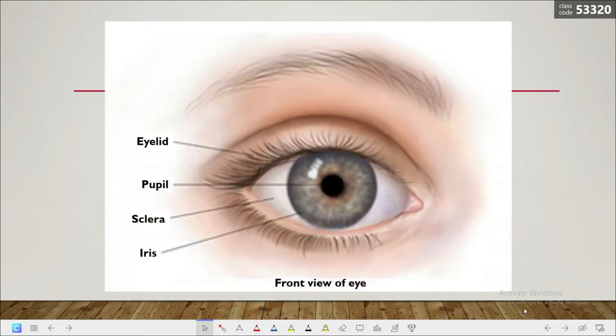So this is the front view of the eye. There is the eyelid and the pupil. The pupil is the opening of the eye, and it is controlled by the iris. And the sclera is the white part.